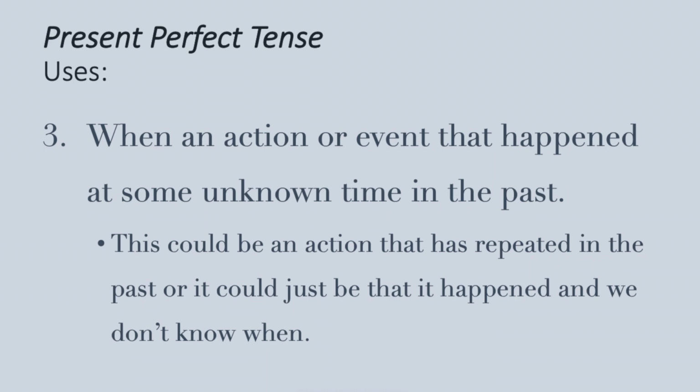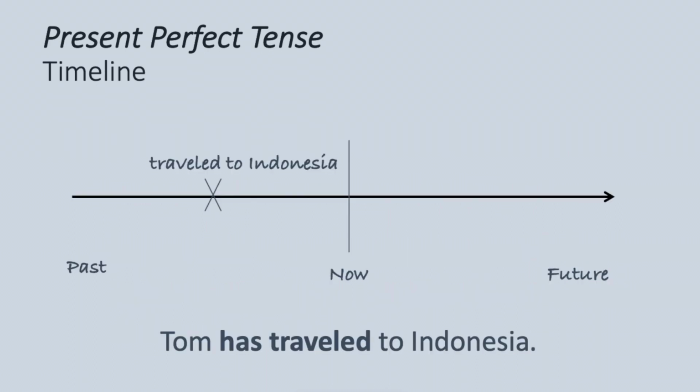The next way we use the present perfect is when an action or event happened at some unknown time in the past. This could be an action that has repeated in the past, or it could just be that it happened and we don't know when. An example is Tom has traveled to Indonesia. It doesn't matter when he went there, just that he's been there.